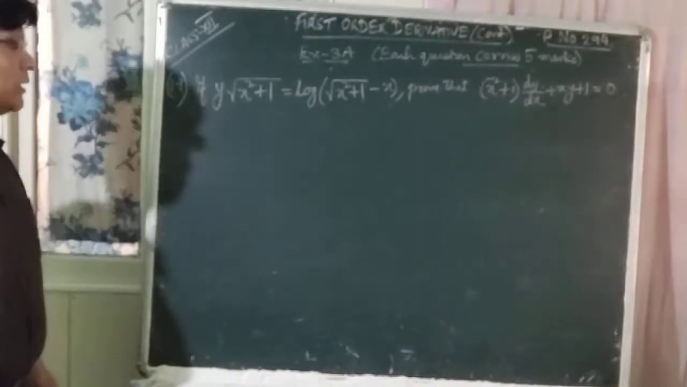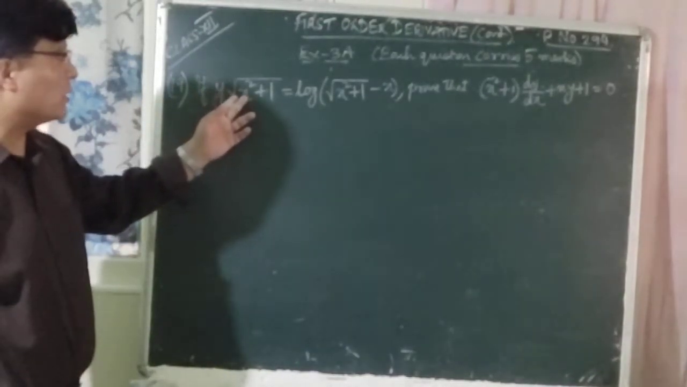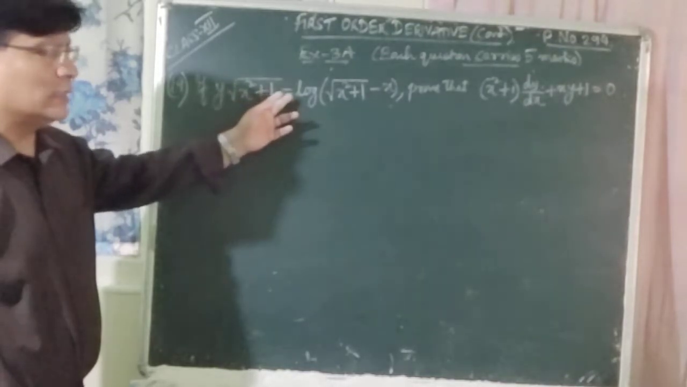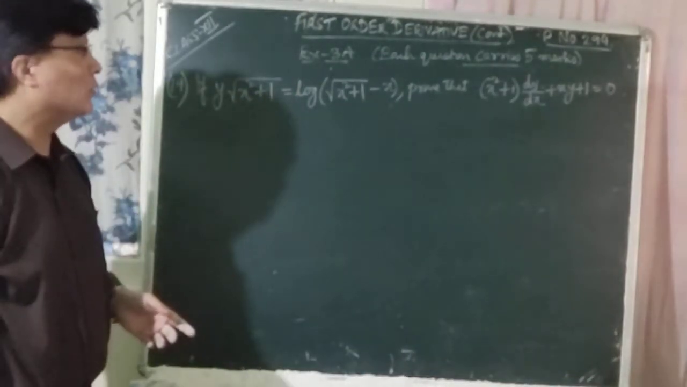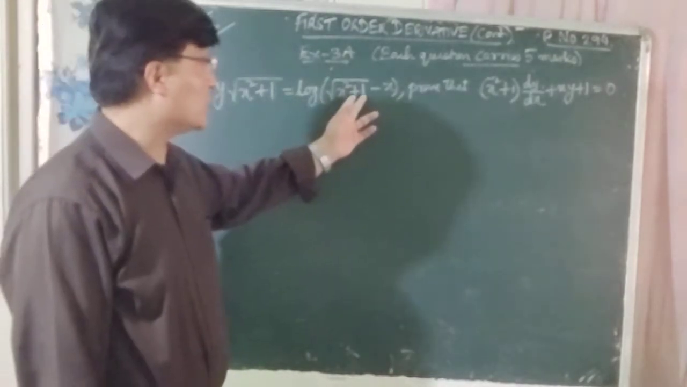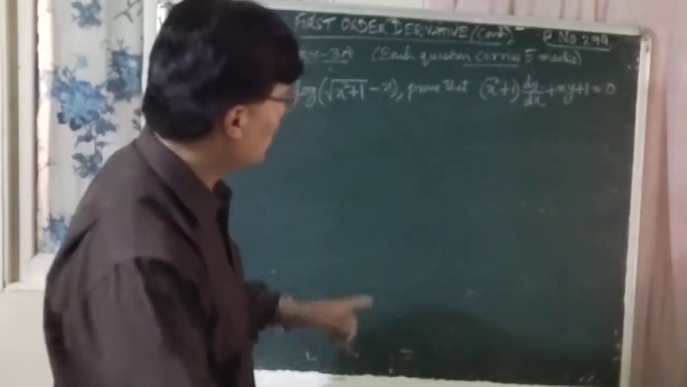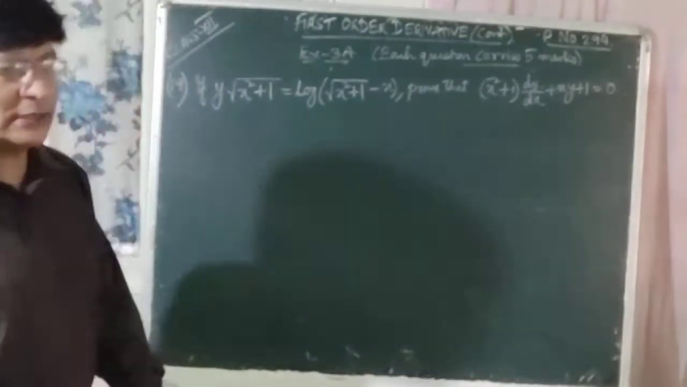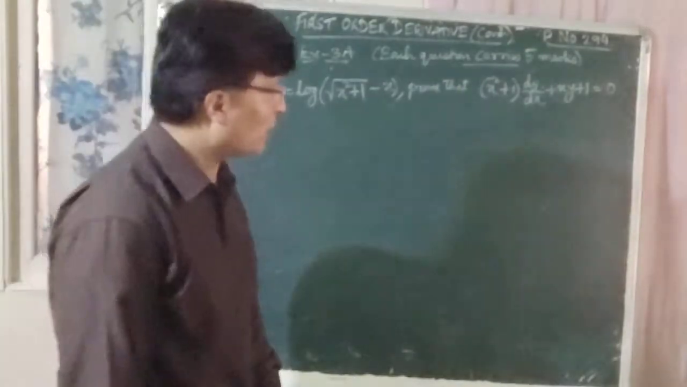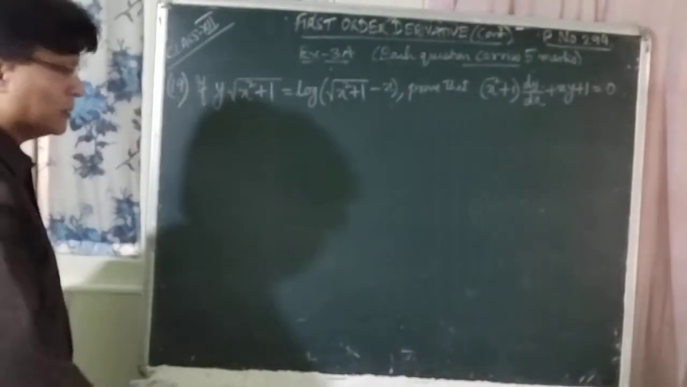Now, we'll do the next question, that is question number 19. If y root over x square plus 1 is equal to log of (square root x square plus 1 minus x), prove that (x square plus 1) dy by dx plus xy plus 1 is equal to 0. So you can prove it from the given part, okay?